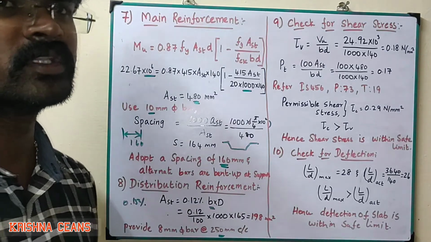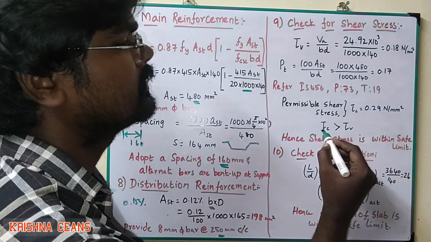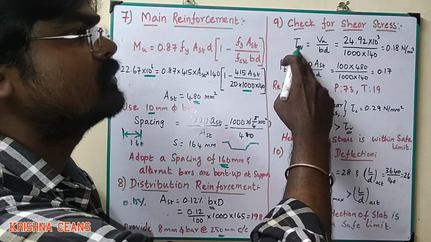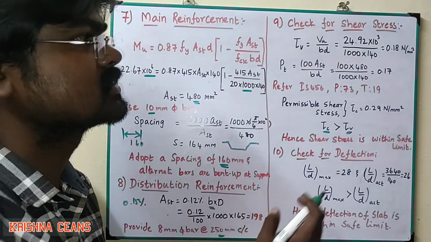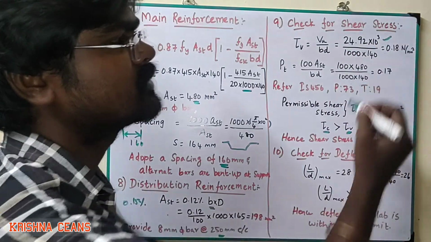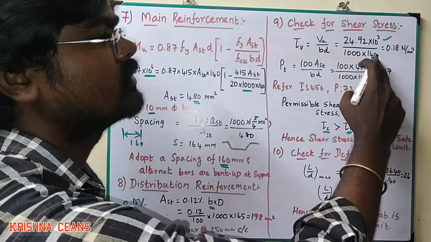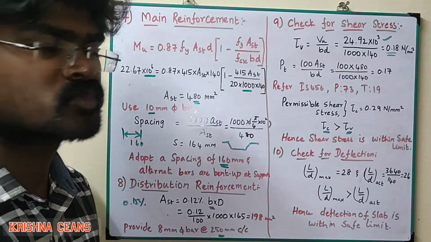So next we have to check for shear stress. For shear stress, we have to compare the tau C value and tau V value. The tau V formula is Vu by bd. It is available in IS 456. So Vu is 24.92 kilonewton. We convert in terms of Newton, so into 10 power of 3. So b is 1000, d is 140. So 0.18 Newton per mm².